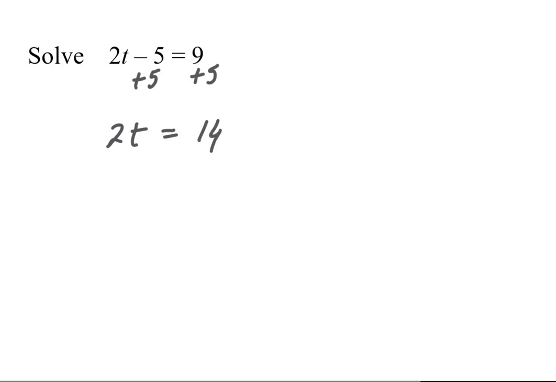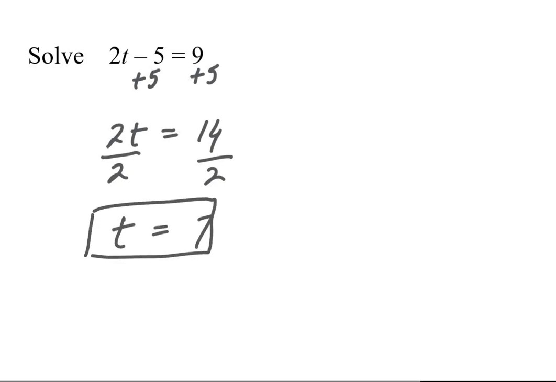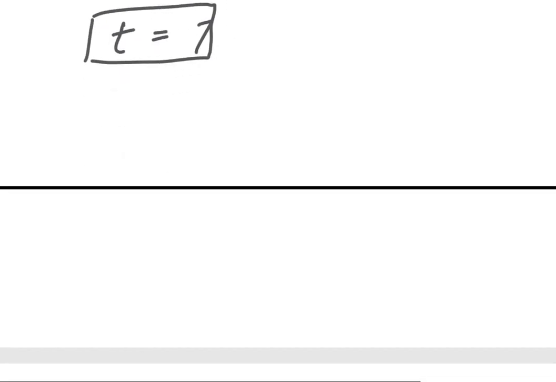Now we have the same situation, so this is times 2 with t. What's the opposite of times? We're going to divide by 2 over here, we're going to divide by 2 over here, so t is going to be 7, and this is our answer. We're going to try some more questions.